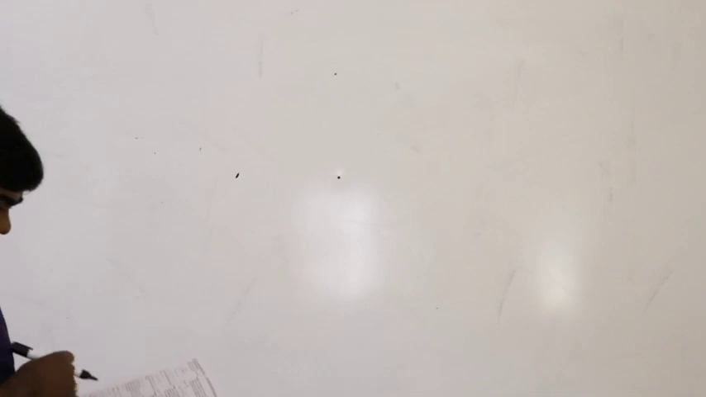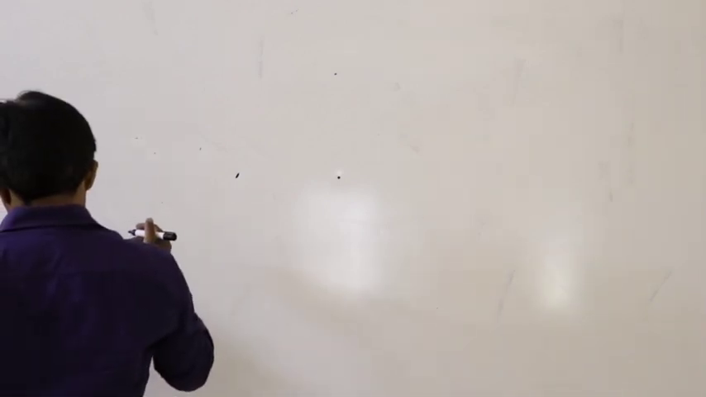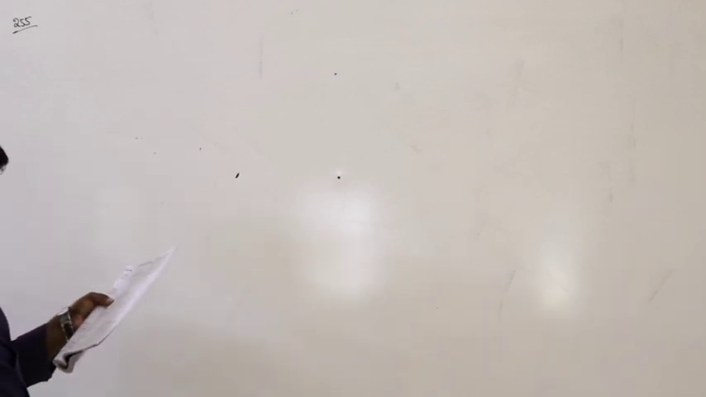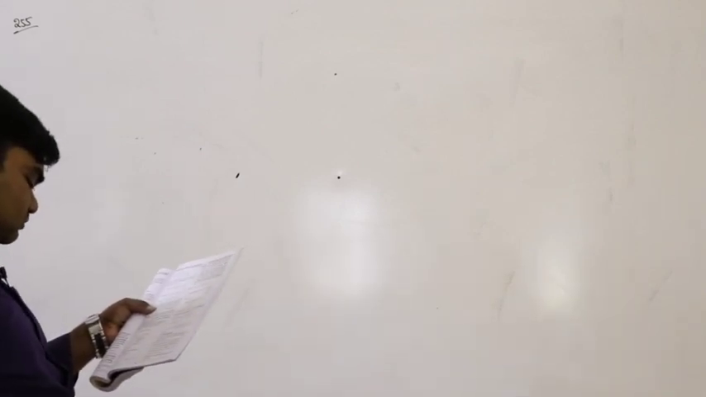So next problem, one more problem we can do. Next, page number 255, an example. A small square loop of wire of side small l is placed inside a large square loop of wire of side capital L. The loops are coplanar and their centers coincide. What is the mutual inductance of the system?